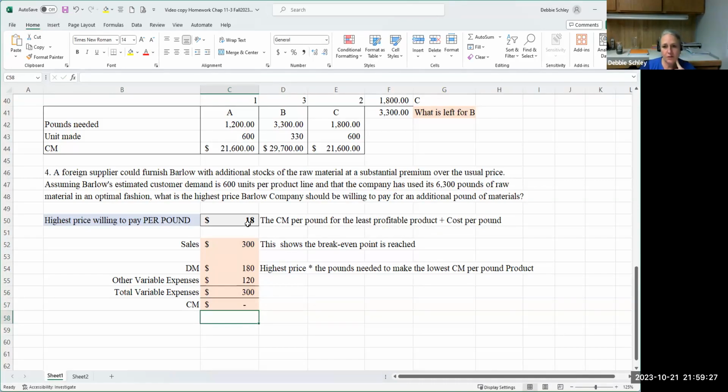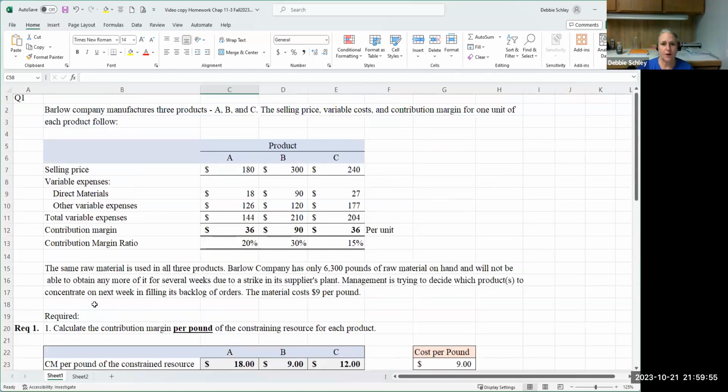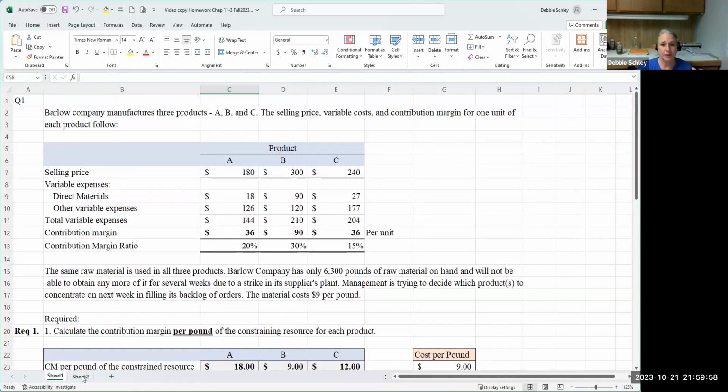So if I pay $18 a pound to make the rest of B to make 600 units, I will break even. Paying less would be great, but this is the highest price they should be willing to pay, because at least they'll break even and they'll have happy customers because they fulfilled the orders. And again, I just did that to show why it's $18 and to prove that it was right. It's not a part of the problem in the book.